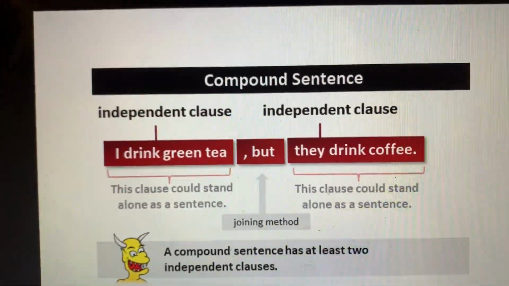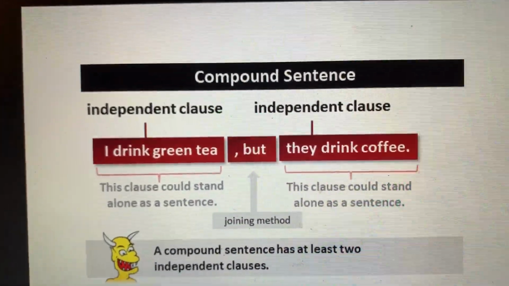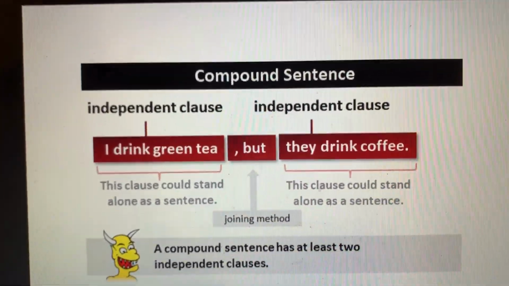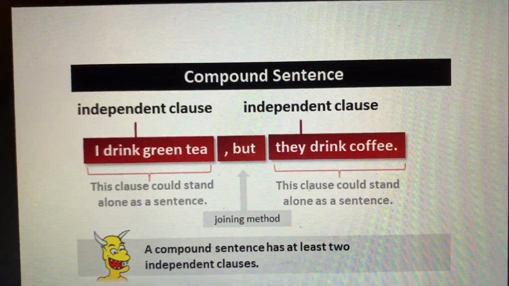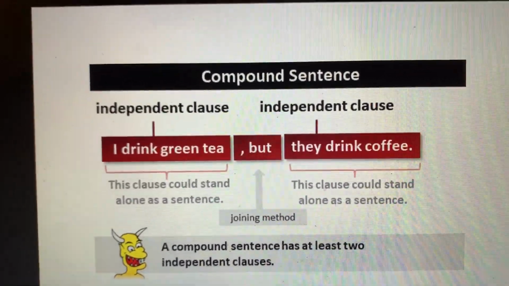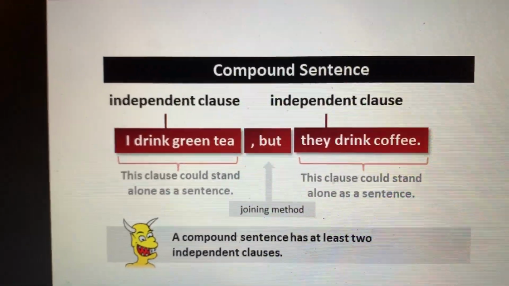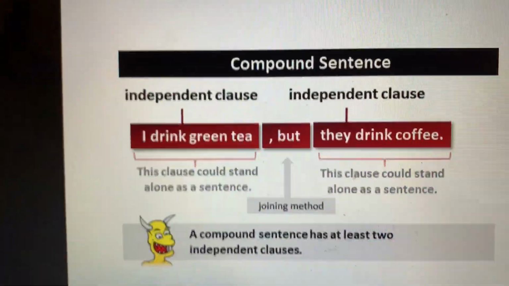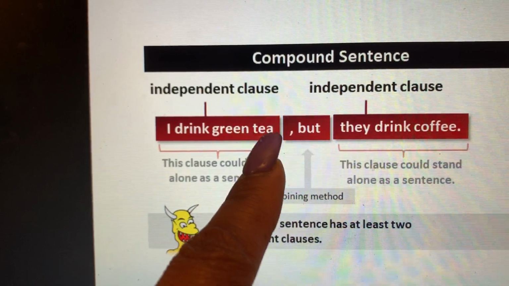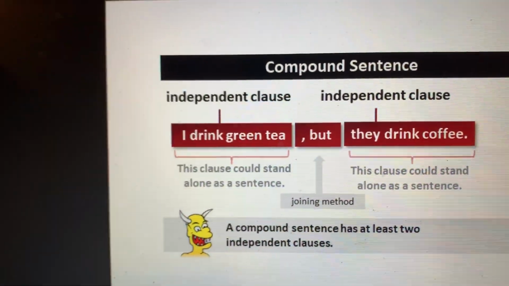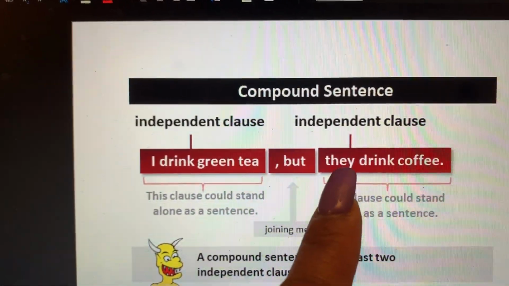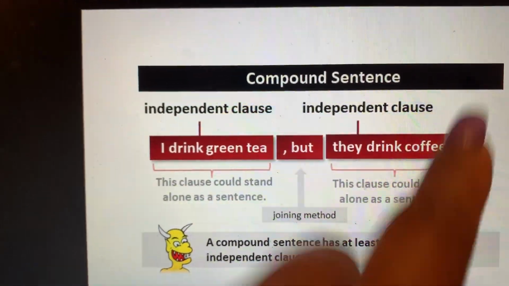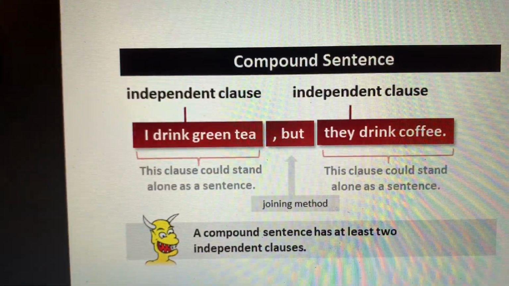So a compound sentence has something called a clause. Two clauses that can stand alone as a sentence. So for example, here we have I drink green tea. That's a clause because that can be a sentence. If I put a period there, I drink green tea. Pretend there's a period there. That's a sentence. Then we have another clause. They drink coffee. Period. That could be a sentence.